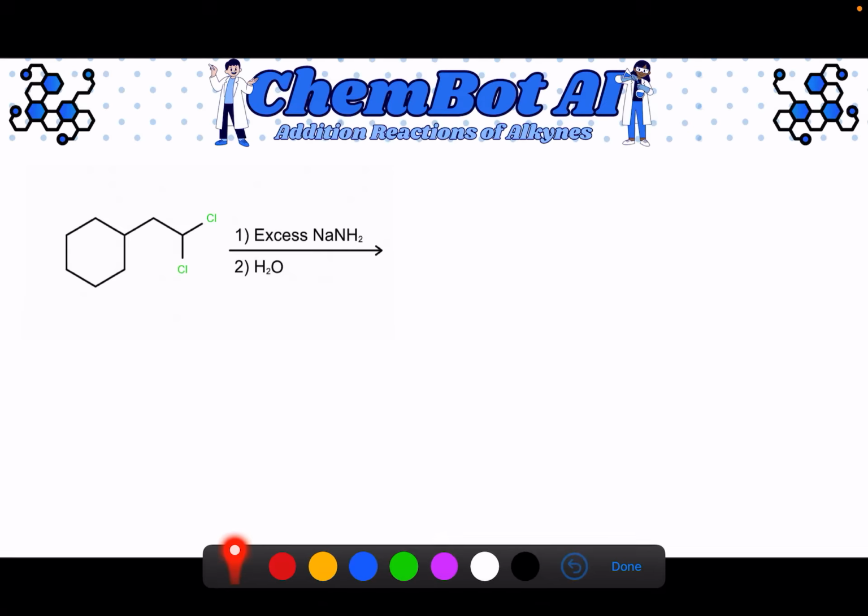In this problem, we are going to be performing a reaction between our sodium amide and our geminal dihalide. Now this structure is called a geminal dihalide because it has two halogens on the same carbon atom within the same structure. And whenever we see a geminal dihalide and excess sodium amide, we know we are going to be performing two consecutive E2 reactions, where our beta hydrogens on our beta carbon are going to be targeted by our sodium amide in two E2 reactions.